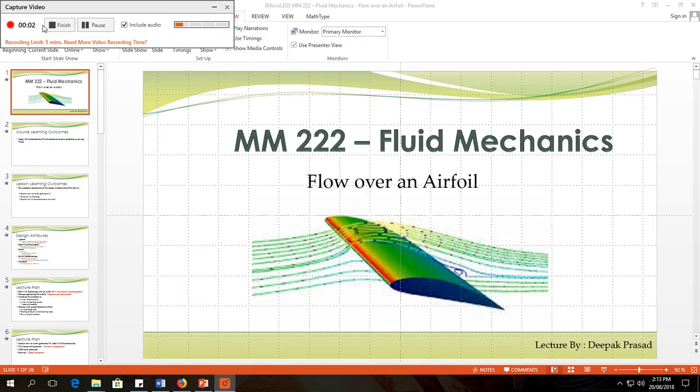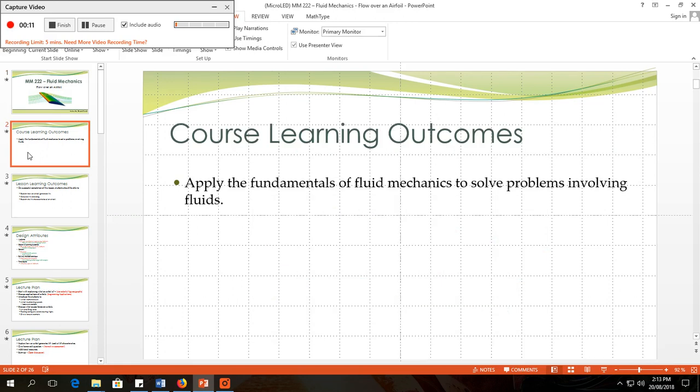For my micro teaching, I'm looking at my second year course, which is MM222 dealing with fluid mechanics, and the lecture is based on flow over an airfoil. The course learning outcome that I'm addressing here is apply the fundamentals of fluid mechanics to solve problems involving fluids.